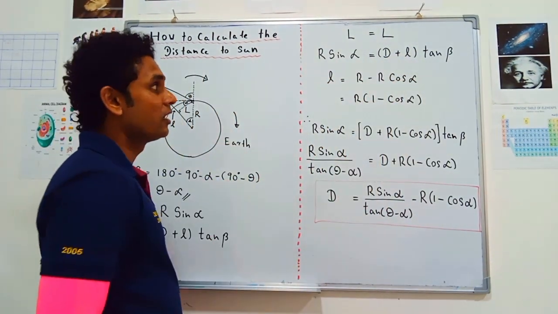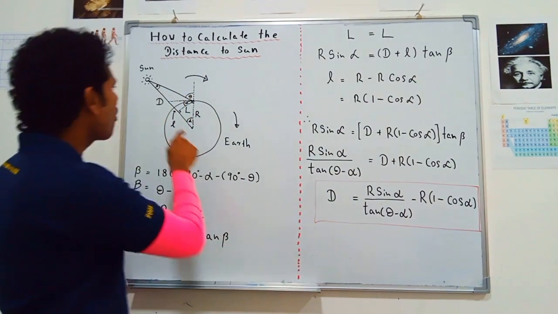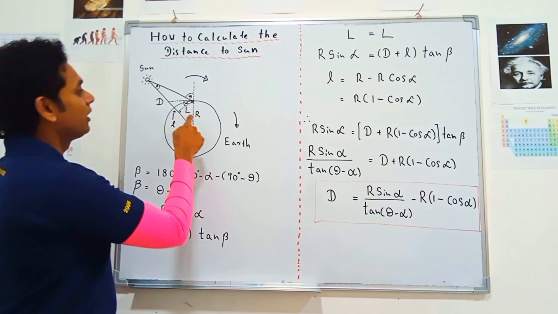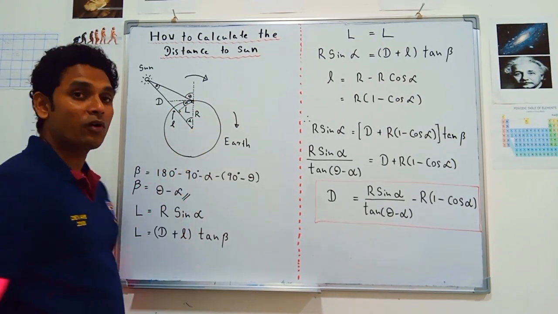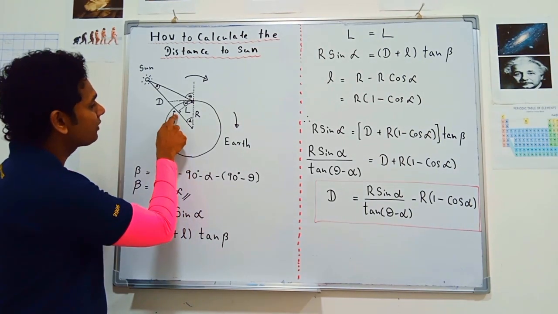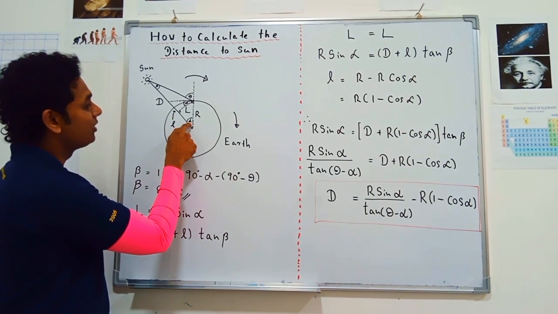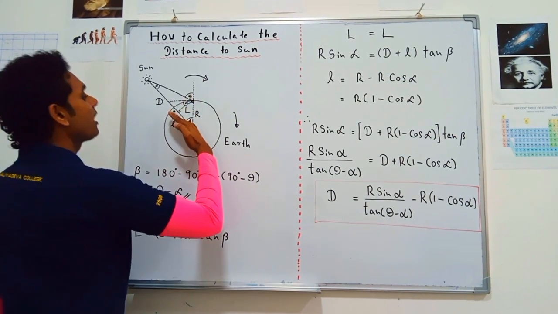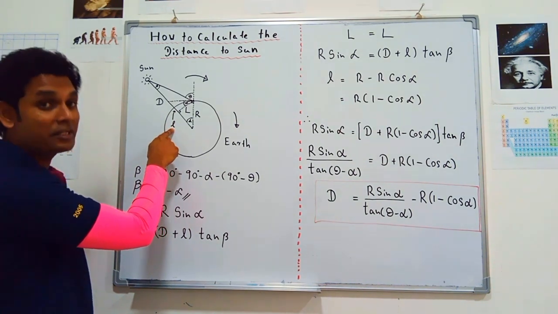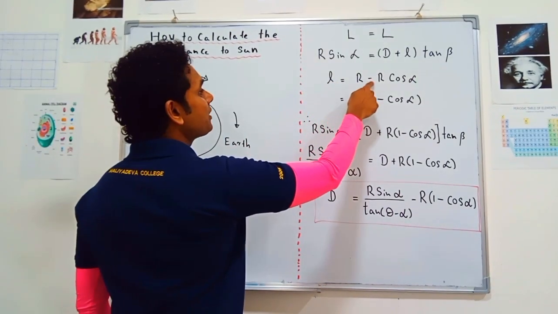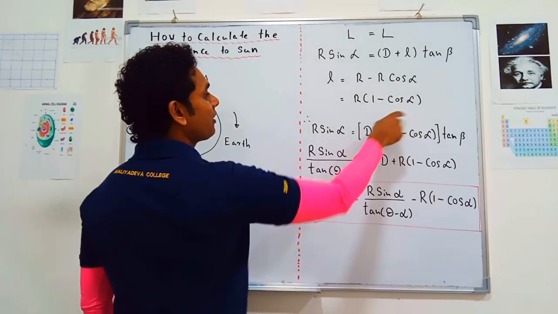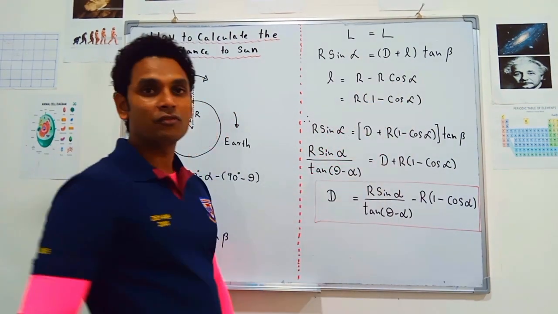Okay, now what is this small distance L? Another question. We can find it out like this. If this is R, this is also R, because both of them are radii of the Earth. And if this angle is alpha, this part is equal to R cos alpha. So the small distance L becomes equal to R minus R cos alpha. It means R within brackets 1 minus cos alpha.